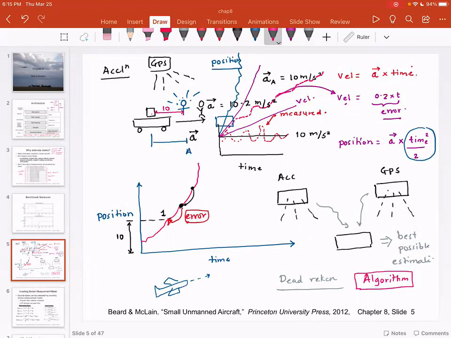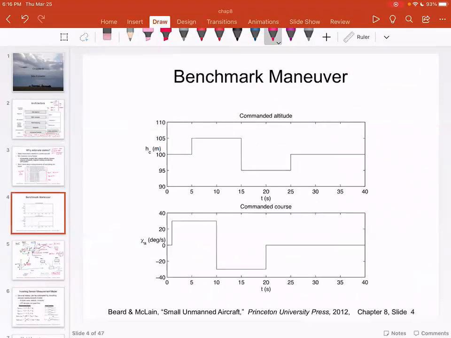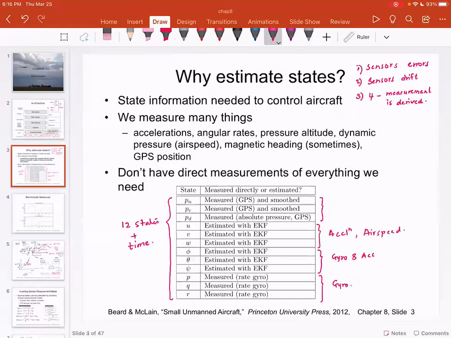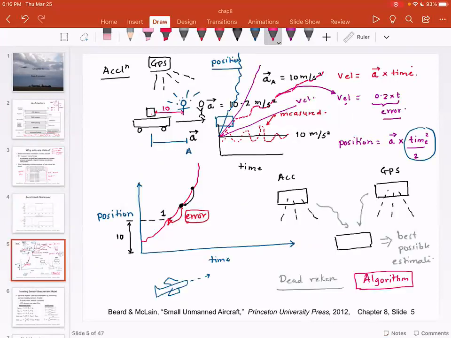So now we are going to see how we can find out these states, how we can get the best estimate on the states. There is something called a benchmark maneuver, and this benchmark maneuver is a sort of step input. What I meant by that here, this is error plus 10 times t.